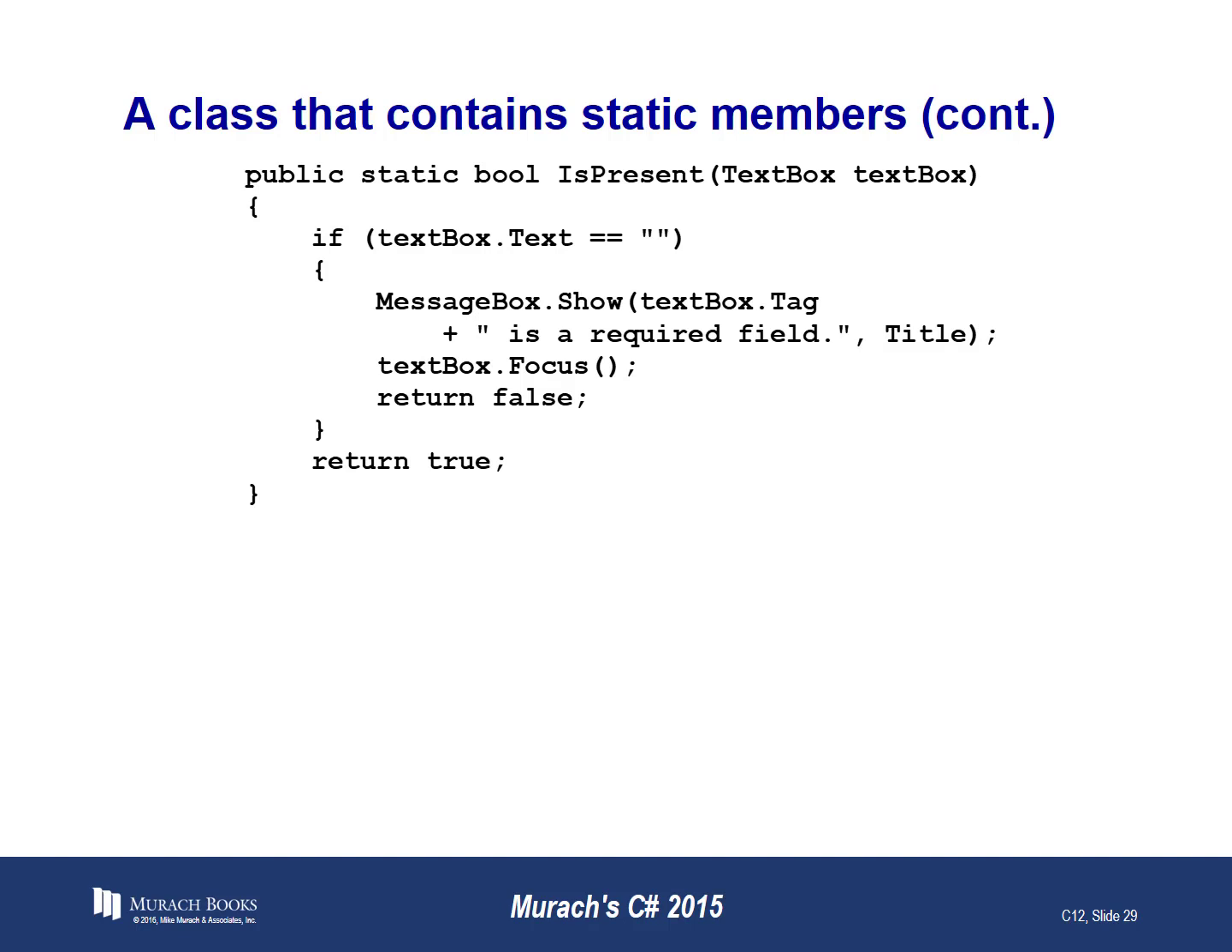The validator class will contain a series of methods that we've seen before. So as an example, we'll include an isPresent method, where we'll test a specific text box to see if it's empty or not. If it is, we'll set up a message box that tells the user that their specific entry is missing. We'll focus on that specific text box and we'll return a value of false for the true-false return for this method. If, however, the text box does have something inside of it, we'll return a true.